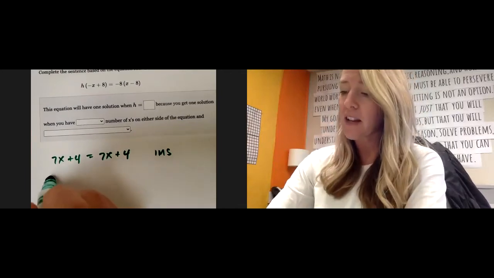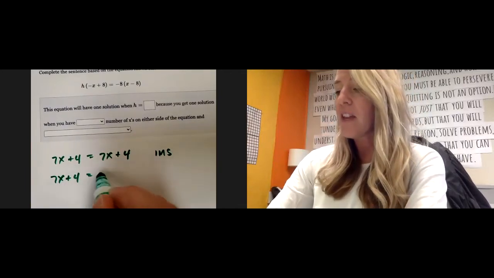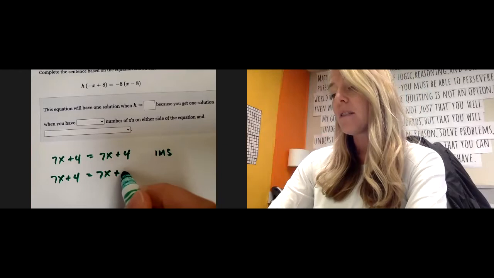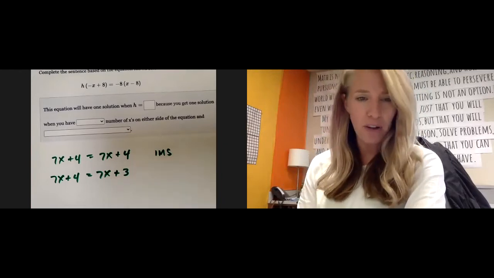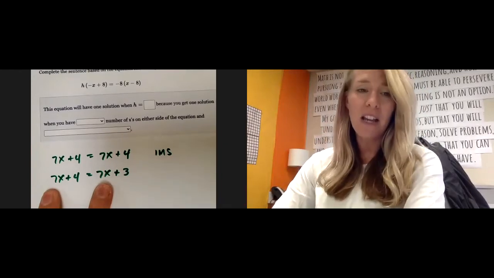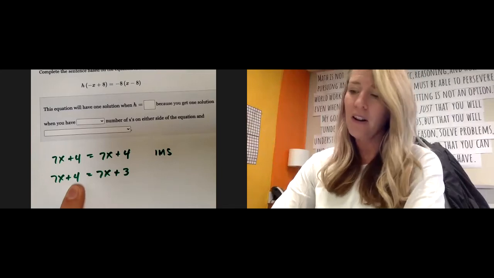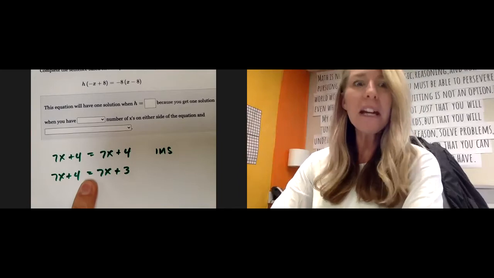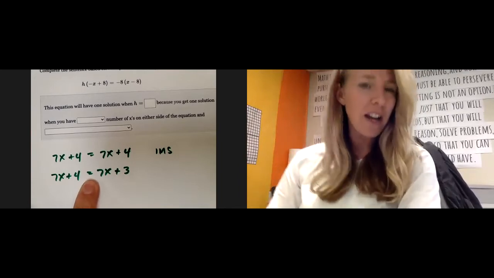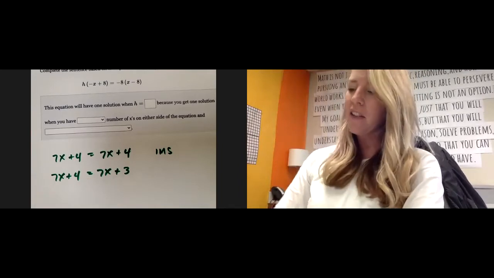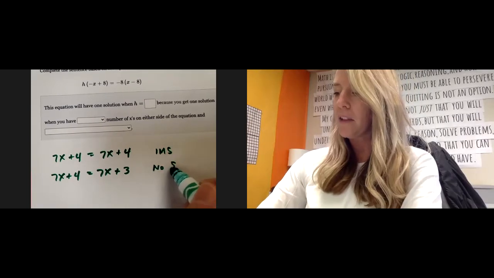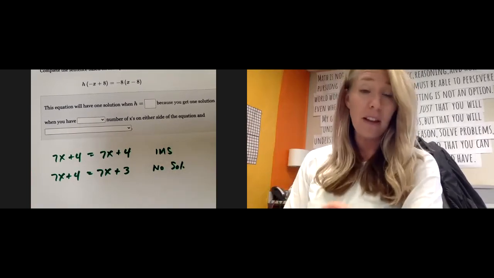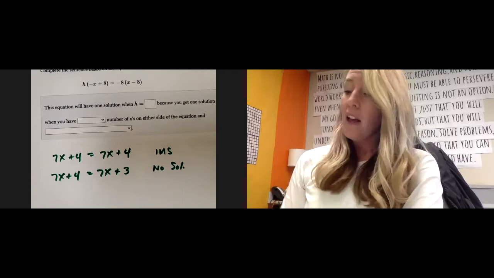But what if I took 7x plus 4 and then did 7x plus 3, not 4? So I take a number and multiply it by 7, and here I add 4, but on the right, I add 3, and I'm expecting them to still be equal. How crazy am I? Okay, very crazy. And there is no solution, okay? No solution, 0 solutions. Okay, same thing, no or 0.